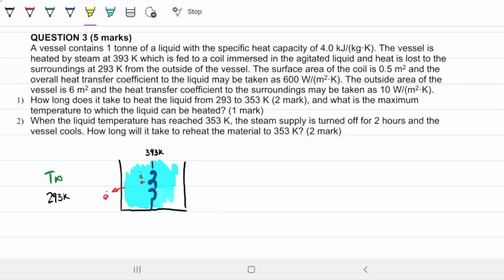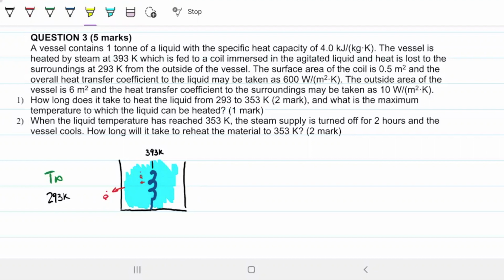A vessel contains 1 ton of a liquid with a specific heat capacity of 4 kilojoules per kilogram Kelvin. The vessel is heated by steam at 393, which is fed to a coil immersed in an agitated liquid, and heat is lost to the surroundings at 293 Kelvin from the outside of the vessel. The surface area of the coil is 0.5 meters squared, and the overall heat transfer coefficient may be taken as 600. The outside area of the vessel is 6 meters squared, and the heat transfer coefficient may be taken as 10.